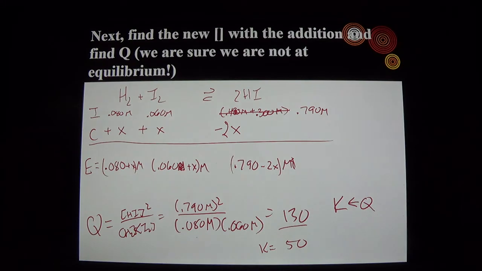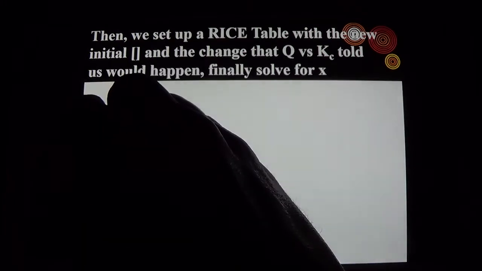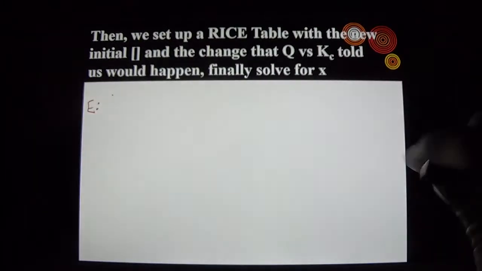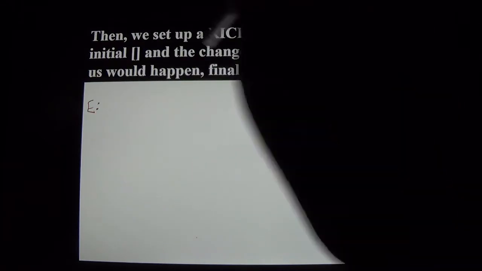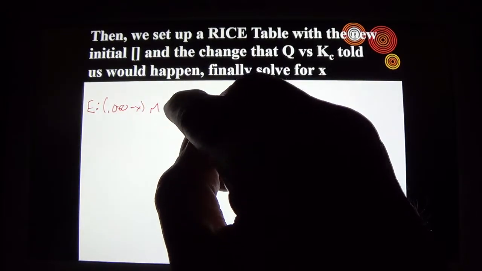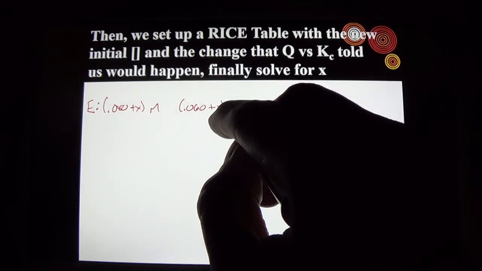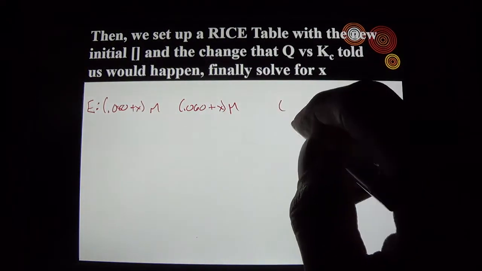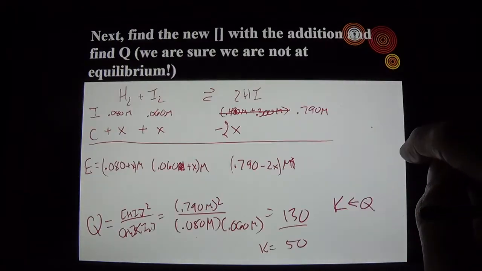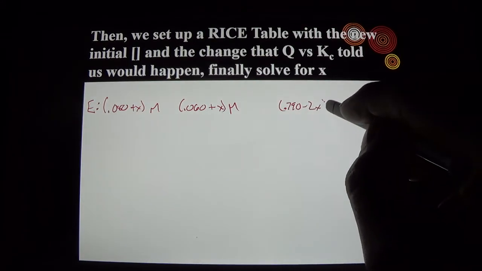Okay. Now we have our equilibrium concentrations with X's, but they don't want X's. They want us to do the math. So I'm going to transfer what we knew for equilibrium to this new slide because I am running out of room. So we had 0.080 plus X molarity. We had plus X. You got to stop me when I make mistakes like that. Yes, that is a joke. I know you can't stop me because you're on the other side of the video. 0.790 minus 2X molarity. Okay?